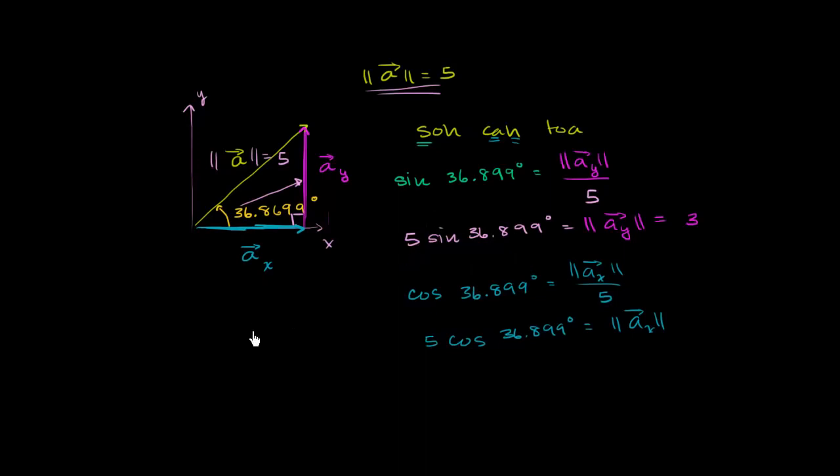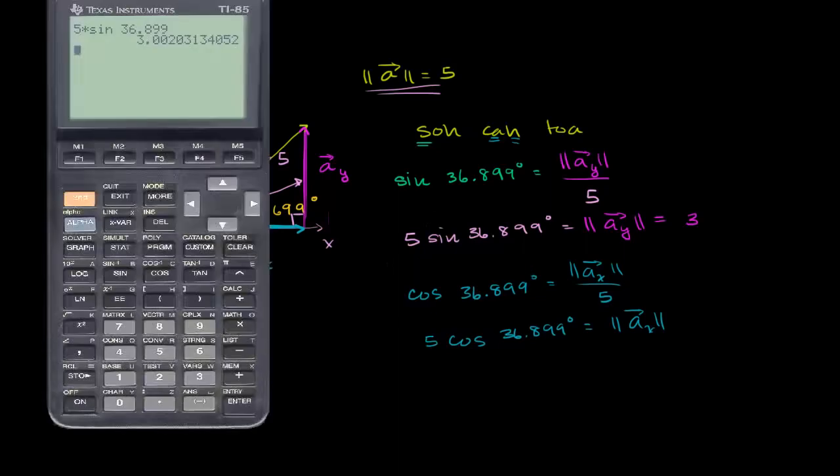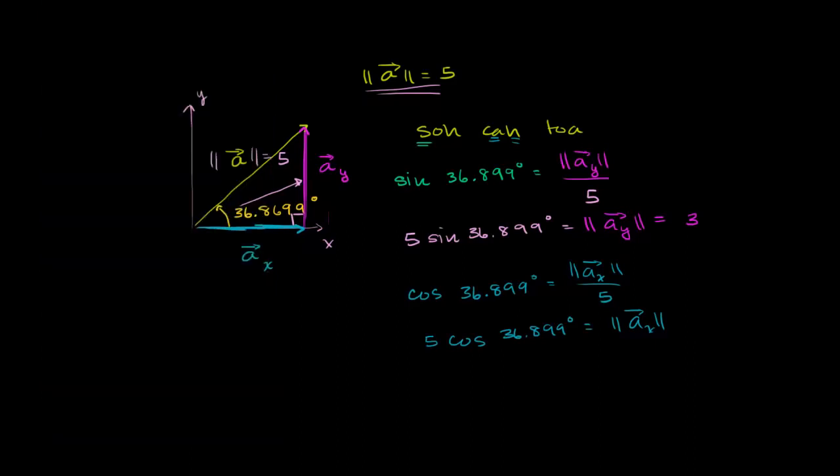And then let's do the same thing for our horizontal component. So now we have 5 times the cosine of 36.899 degrees, which, if we round it to, I guess, our hundredths place, we get to being 4. So what we see here is a classic 3, 4, 5 Pythagorean triangle. The magnitude of our horizontal component is 4. The magnitude of our vertical component right over here is equal to 3.